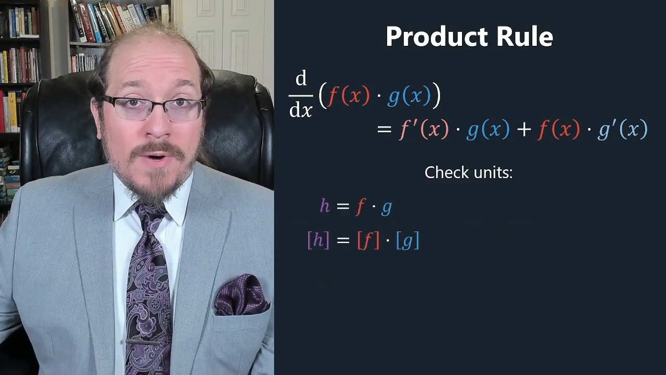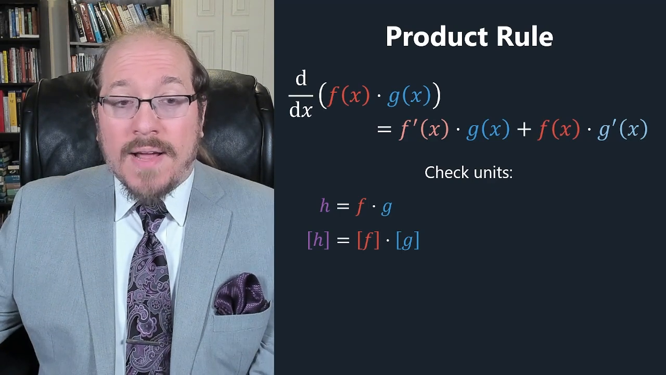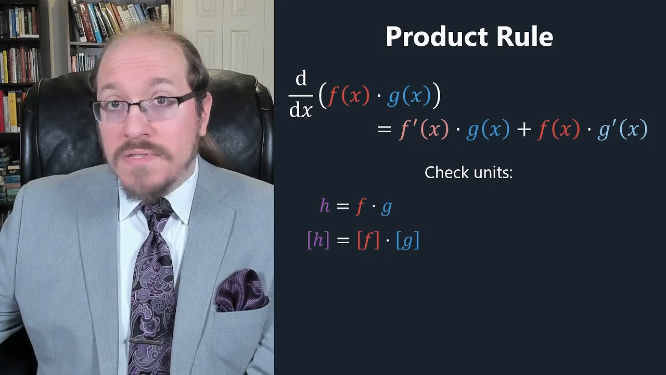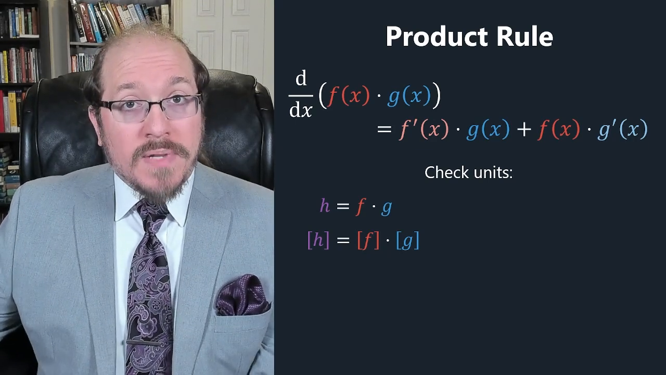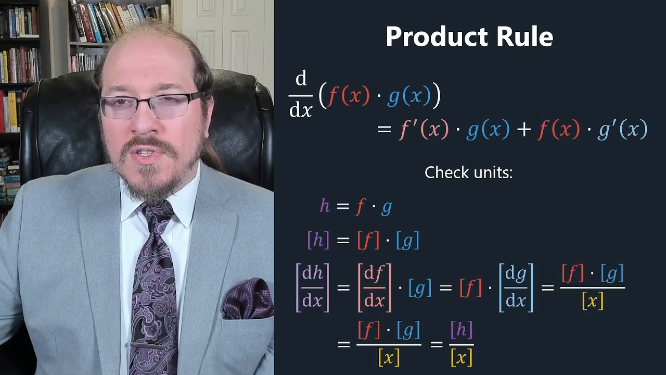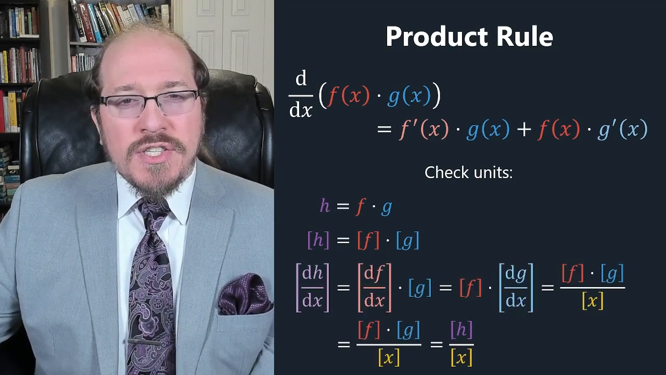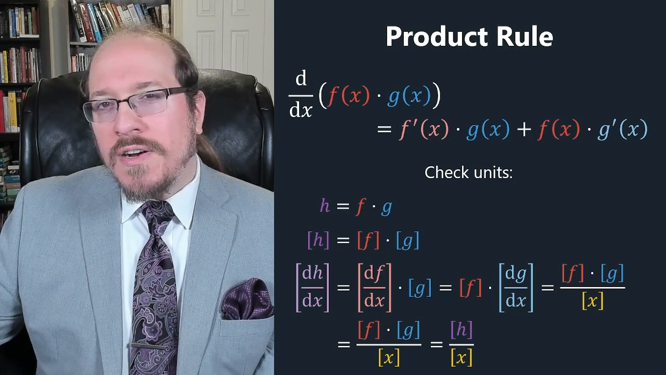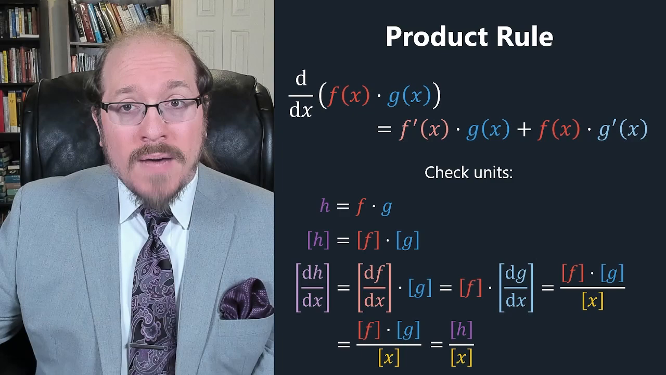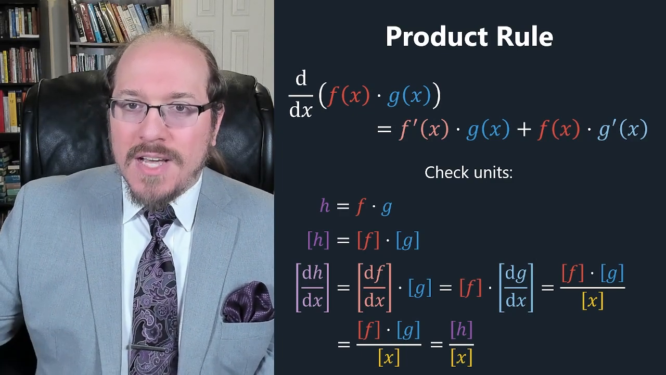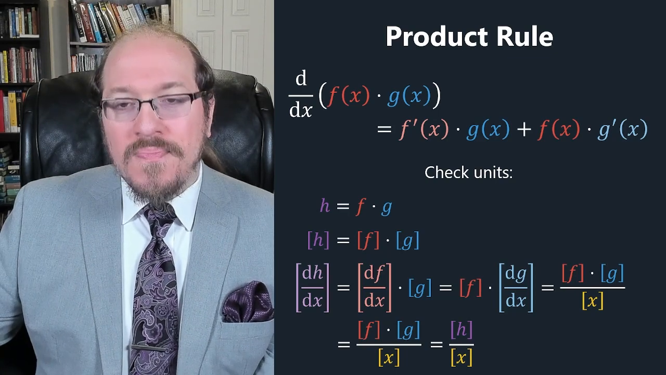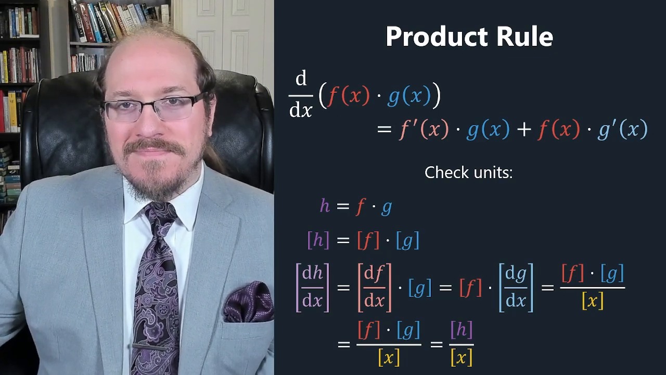And the units work as well. If we let h stand for f times g, then the units of h are the units of f times the units of g. Remember, that's how multiplications of units and dimensions work. And if you look at the units of the derivative, since each term only differentiates one function at a time, we only end up with units for x once in the denominator rather than twice. So we get the units of f times g per the units of x, just like we'd expect.